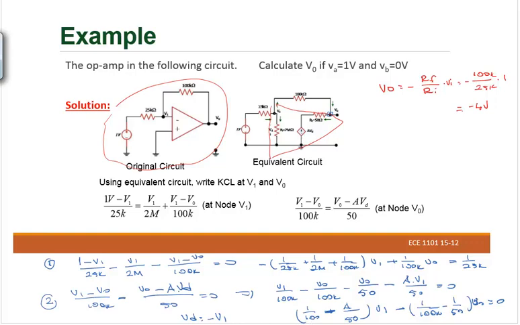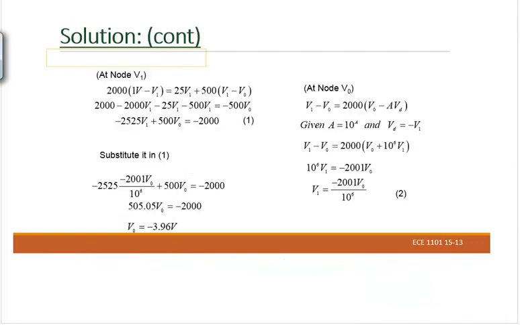So we have here two equations, two unknowns. We can use our calculator to find the values. When you find the values, and again, in this case, I believe for A, I use 10 power 6. When you find out the values like this, you will see V0 is coming here negative 3.96. The ideal one, we find V0 equal negative 4 volts.